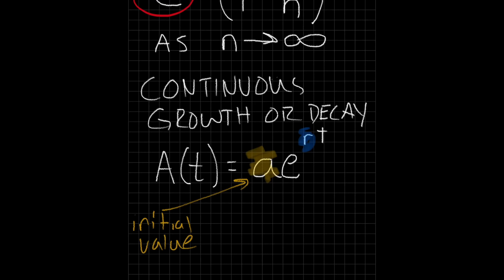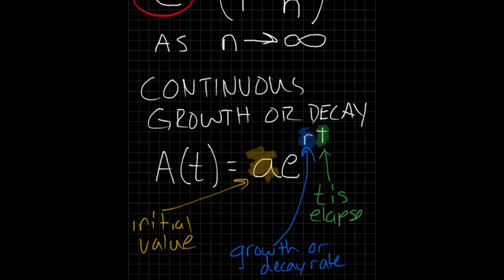So we have this r. This r is going to be our growth or decay rate. And hopefully you're guessing now, you're just shouting out at your computer screen, Sarah, t must be time. And you'd be right. t is elapsed time. And this is a formula for continuous growth or decay.